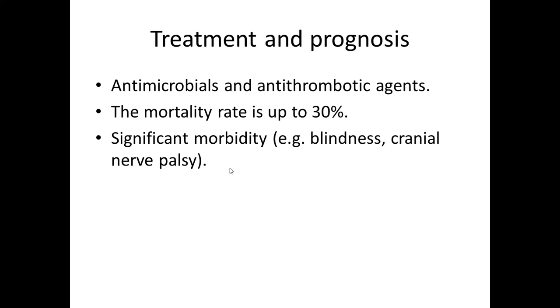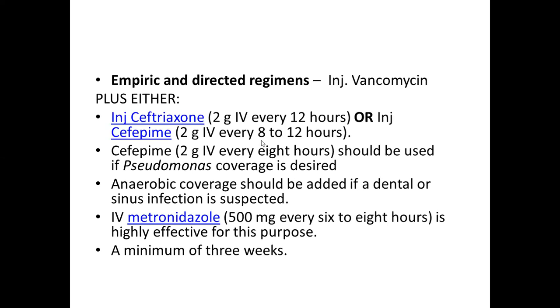Coming to treatment and prognosis, antibiotics and antithrombotics are the treatment of choice. Mortality is up to 30%. Significant morbidity is also there in the form of blindness and cranial nerve palsies. So, what empirical therapy should we give in the case of suspected septic venous sinus thrombosis?